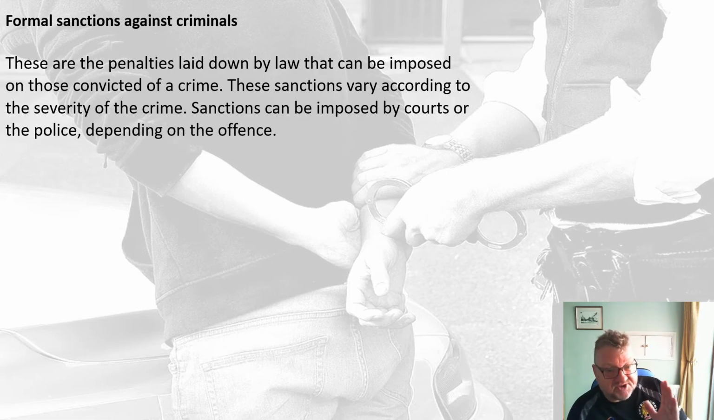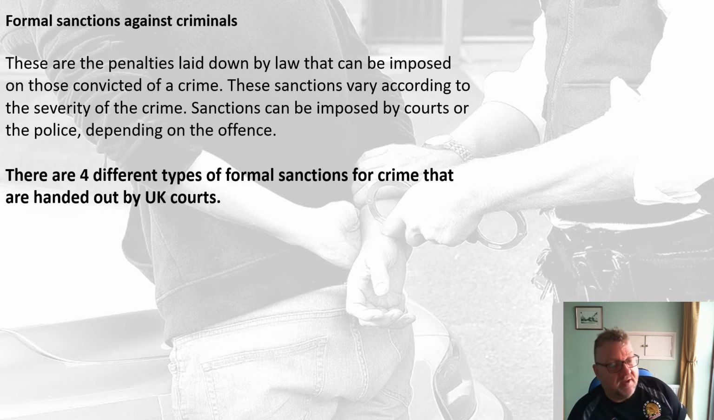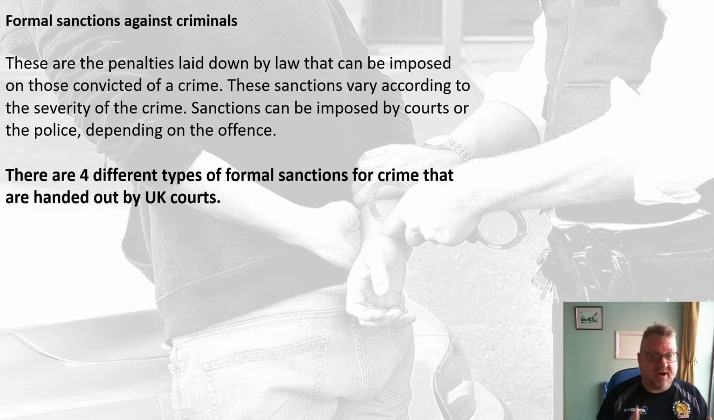Now, when it comes to sanctions, it's really important you understand the four categories of formal sanctions that we have in law in our society. Anyone that's convicted of a crime will receive one of these four sanctions, okay? And they can be imposed by the court or the police. But in the court, four formal sanctions are handed out. Four categories. You have to know these four categories.